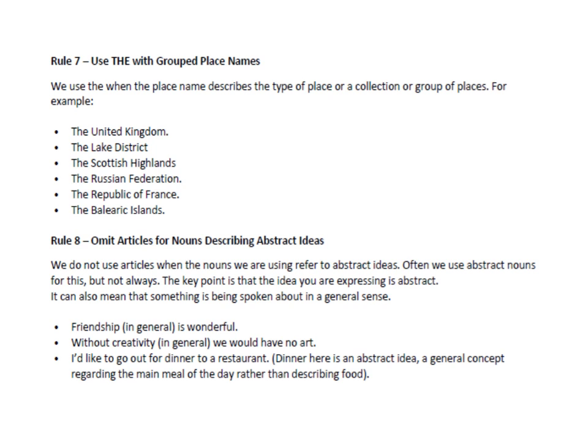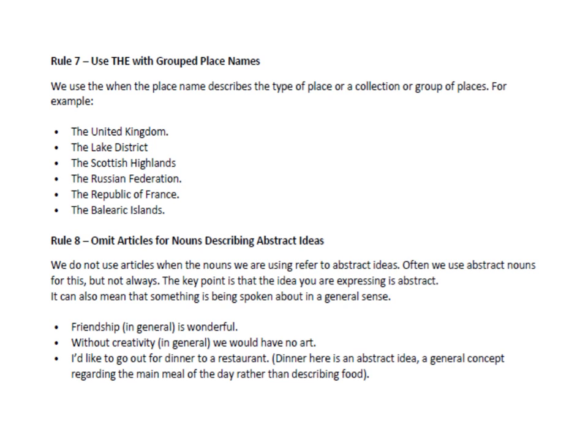Next, the eighth rule. We have to omit articles for nouns describing abstract ideas. So, whatever nouns are describing abstract ideas, there we have to omit the articles. We don't use articles when the nouns we are using refer to abstract ideas. Often we use abstract nouns for this, but not always. The key point is that the idea you are expressing is abstract. It can also mean that something is spoken about in a general sense.